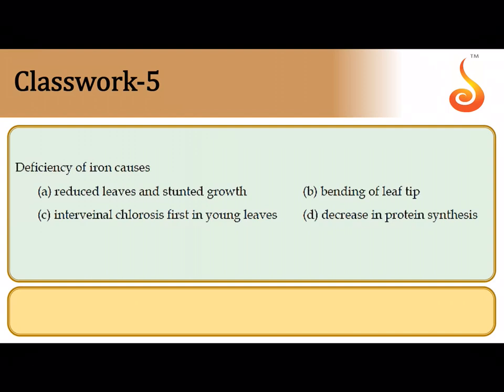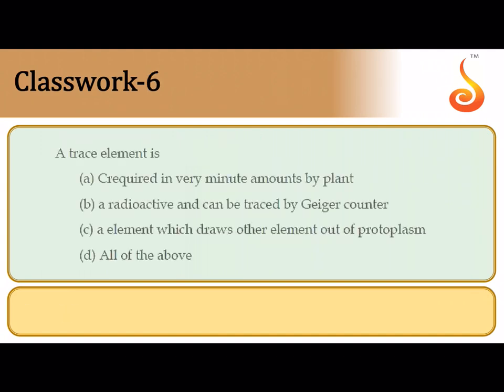Deficiency of iron causes interveinal chlorosis. So please remember, chlorosis means yellowing of the leaf. Very, very important. Iron is required for the synthesis of chlorophyll. Although iron is not a part of the chlorophyll molecule, magnesium is a part of the chlorophyll ring, the ring molecule in chlorophyll, but iron is very essential for synthesis of chlorophyll.